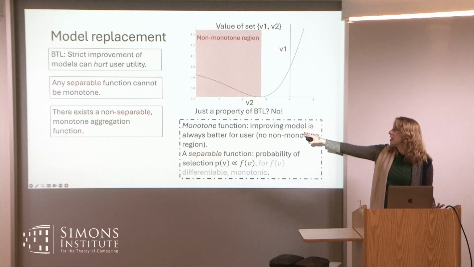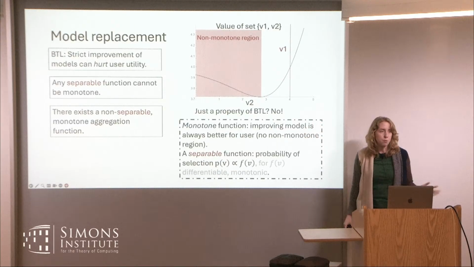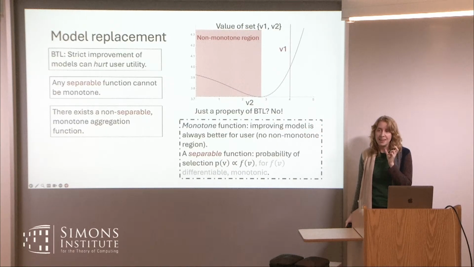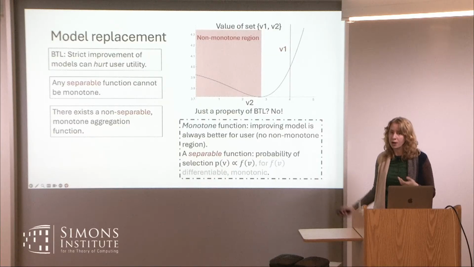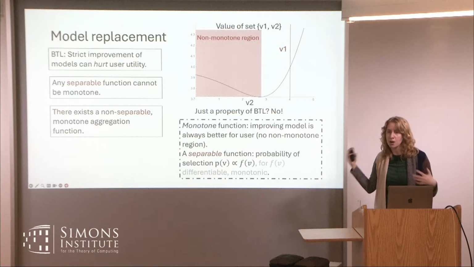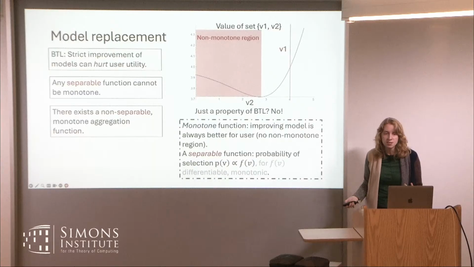There does exist a non-separable monotone aggregation function. It's in the full paper. It basically works based on the gap in values rather than the absolute value itself. So it does exist, but it's sort of an open question. I don't think you can necessarily guarantee the consumer is going to behave according to this exact function. So I do think this non-monotonicity is a real problem in practice.